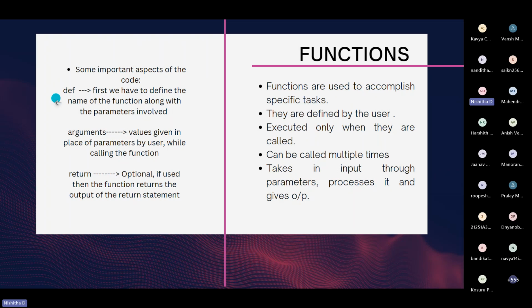So def is a keyword that we type before we type the function name and the parameters involved. They basically say that this is a function to the interpreter. Next, arguments. Arguments are nothing but the values given in place of parameters by the user while calling the function. So when we call a function, we have to mention the function's name, and then we have to open the bracket and pass in some arguments that the function uses and gives you the output.